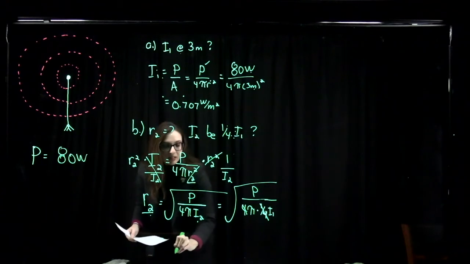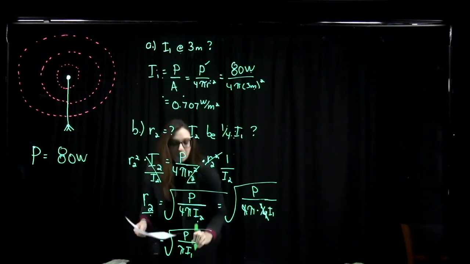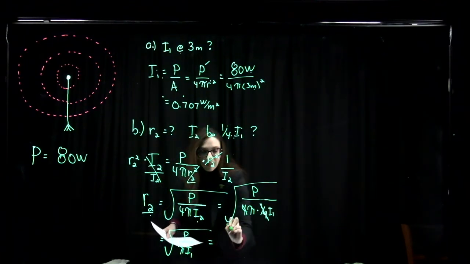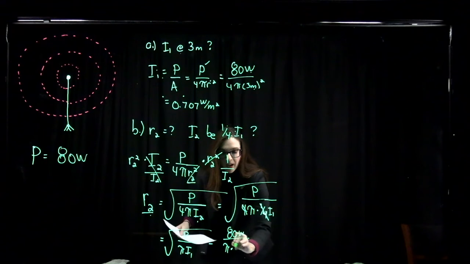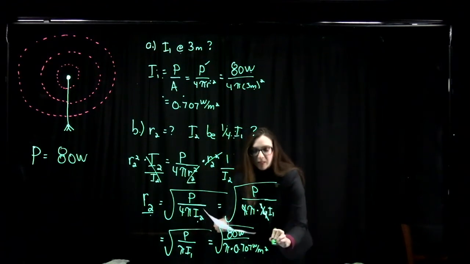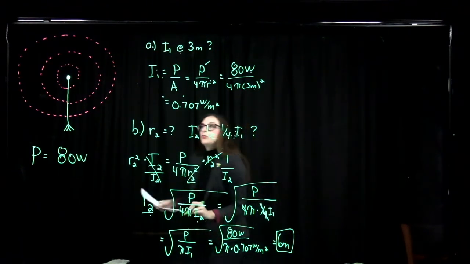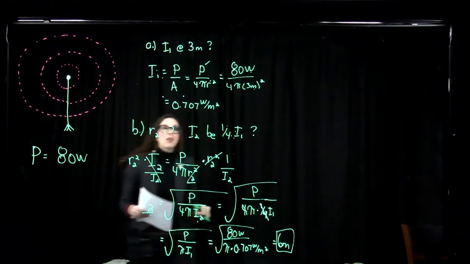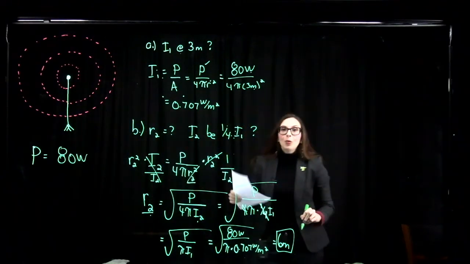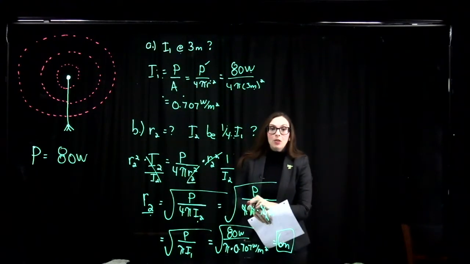So then my new distance is going to be the square root of P, the power, divided by pi times our original intensity. So this is 80 watts divided by pi times 0.707 watts per meter squared, and I have to take the square root of that. So my new distance is going to be 6 meters. So I have to be 6 meters away from my source to have an intensity 1/4 that of the intensity at a distance of 3 meters away from the source.